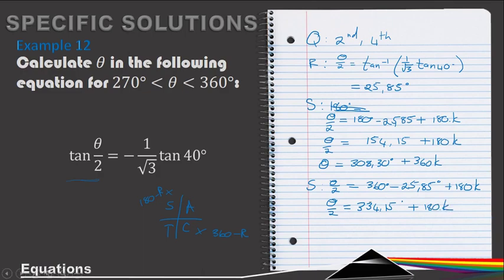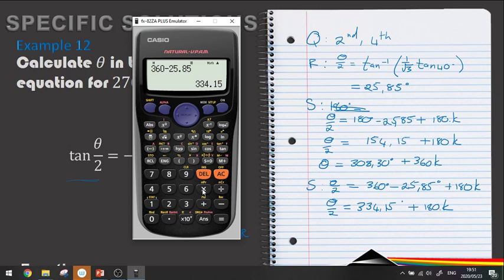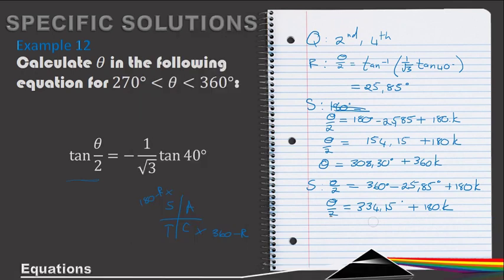And then multiply through with 2. This one times 2 gives us 668.30 degrees plus 360k. Okay, all right. Now, since we have the general solutions, we can now substitute in values for k that would give us the values that lie between these two restrictions.